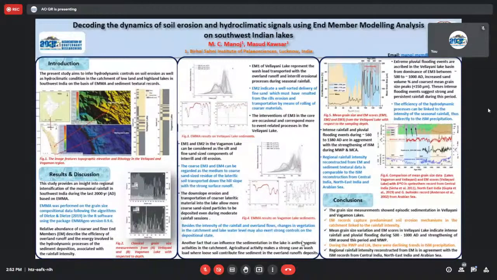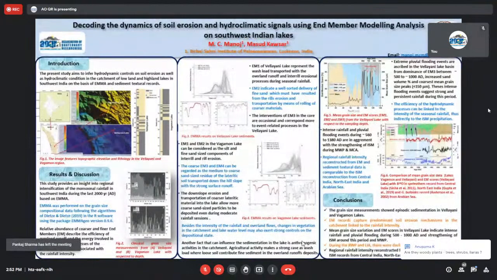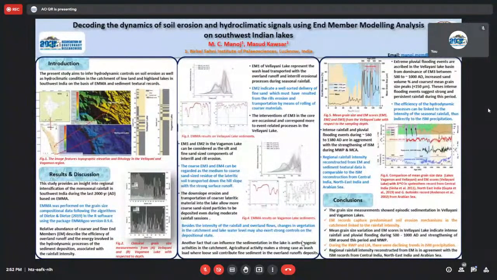And the interventions of EM3 in the core are occasional, and it corresponds more to the event-related processes in the Velaini Lake. Compared to that, in the Vagamon Lake, the highland lake, end members 1 and 2 are considered as the silt and fine sand size components, which are related more with the interval and rill erosion. And the coarser end members, EM3 and 4, can be regarded as medium to coarse sand-sized residues of the lateritic soil transported down the hill slope by strong surface current.